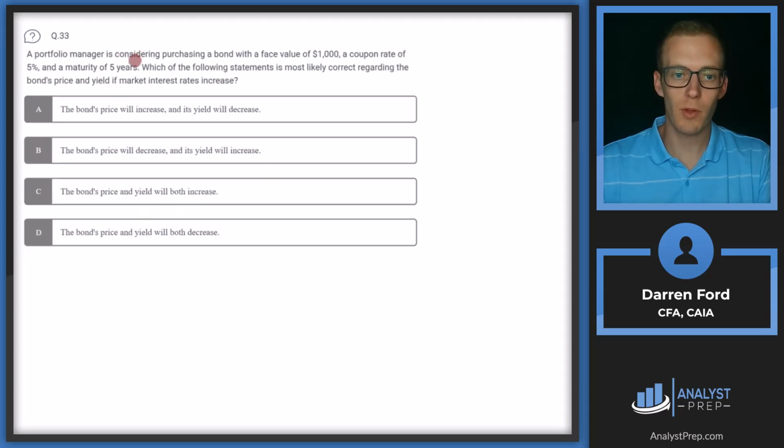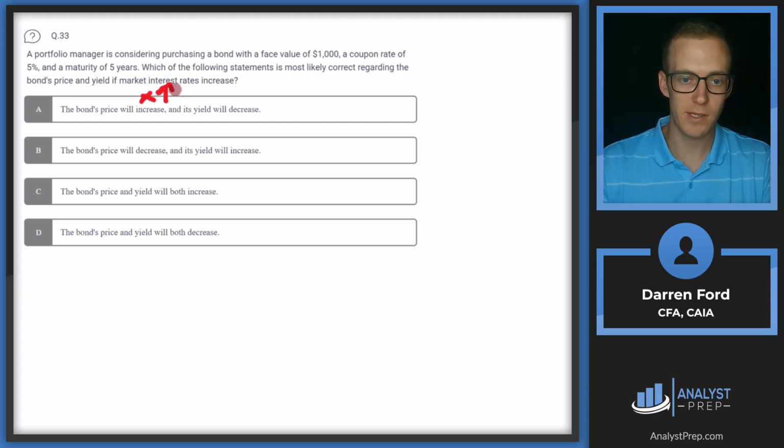Question 33. A portfolio manager is considering purchasing a bond with a face value of $1,000, a coupon rate of 5%, and a maturity of 5 years. Which of the following statements is most likely correct regarding the bond's price and yield if market interest rates increase? So if rates go up, what's going to happen? A, the bond's price will increase. No, it will not. If rates go up, rates are inversely related to prices, so prices will go down. And its yield will decrease? No, the yield is going to go up. If the rate goes up, yield will go up.